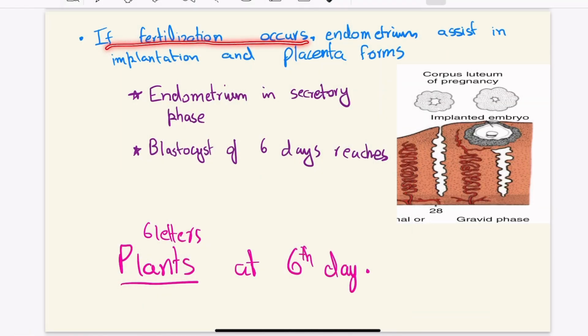If fertilization occurs, the endometrium assists in the implantation and the placenta forms. Here is the endometrium in the secretory phase, and it is the thickest and helps the blastocyst to implant. So the blastocyst of 6 days reaches and implants. So remember that "plants" is 6 letters and it plants at the 6th day.